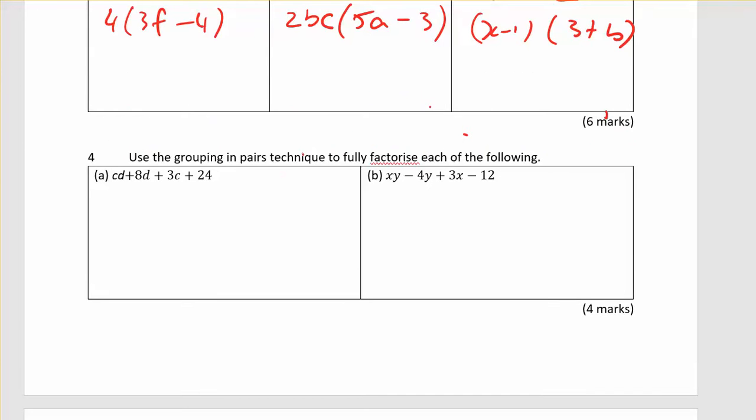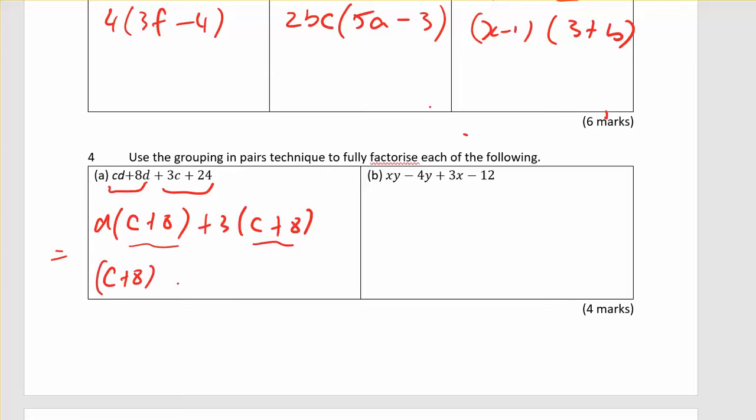Factorize by grouping in pairs, so we want to factorize by grouping these together. So CD and 8D have a D in common. You're left with C plus 8. Here we've got 3C and 24, so they both have a 3 in common. So left with C, 3 times 8 gives you 24, okay? Now, we're not finished because I can see that a common factor of C plus 8 can be taken out. So you're left with D plus 3, you're done.